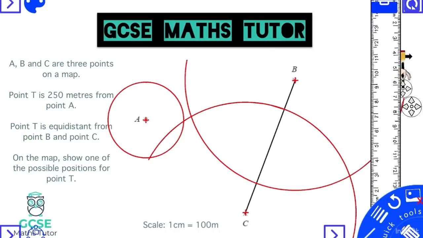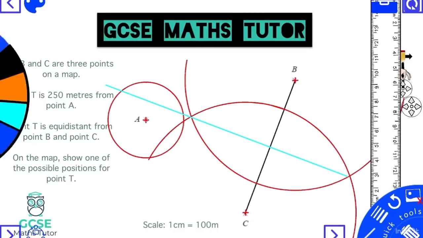So we can move all of this out of the way, and now we're going to want to draw our line. So again, if I start on the right hand side so that I can extend it over past the circle, then you can see that there are 2 points where it crosses the circumference of the circle. So we want to obviously only label one of those points. As it says, show one of the possible positions for T, and those 2 positions where our perpendicular bisector intersects the circle are both of our points.